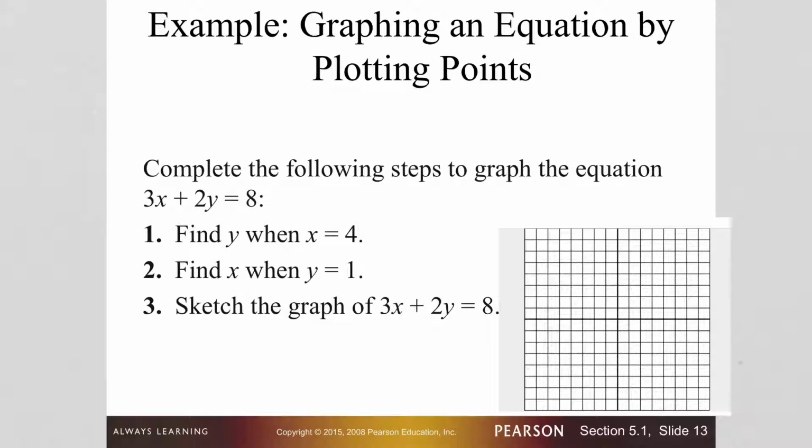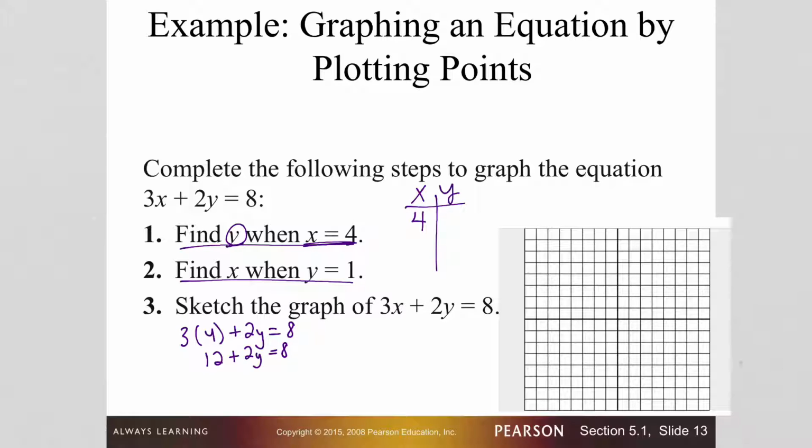Okay, so look at this one. They're just showing us that it is possible to find the graph of a line with any 3 points at all, okay? And in fact, we're just finding 2 here, but check this out. So it says here, find y when x is 4. So I'm going to let x be 4, and I'm going to see what I get out for y. So I've got 3 times 4 plus 2y equals 8. 3 times 4 is 12.